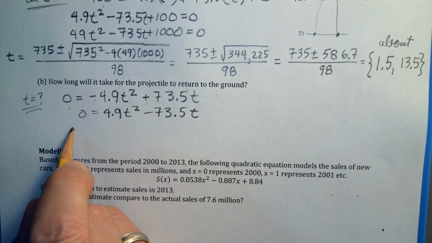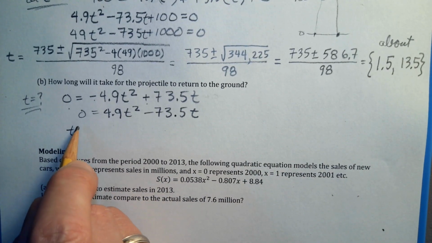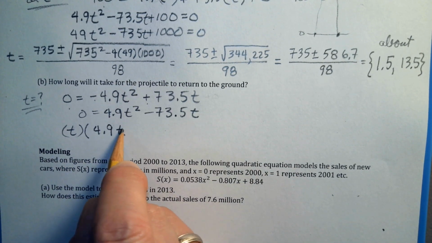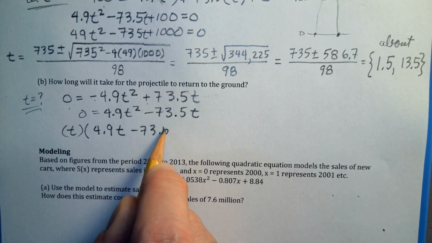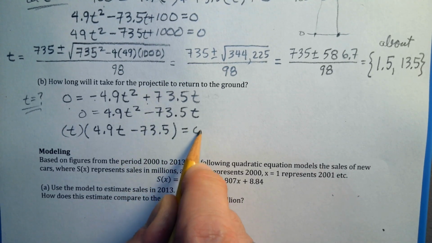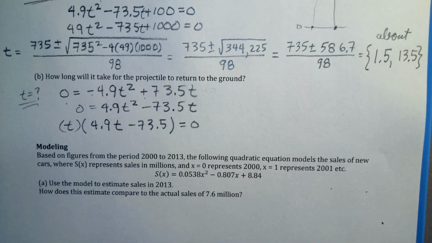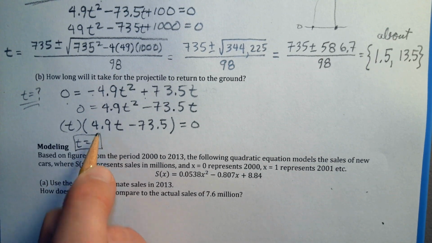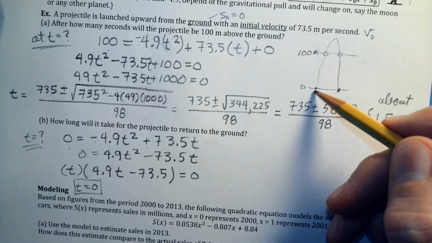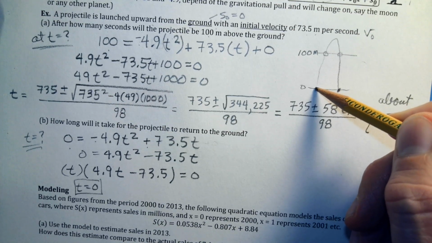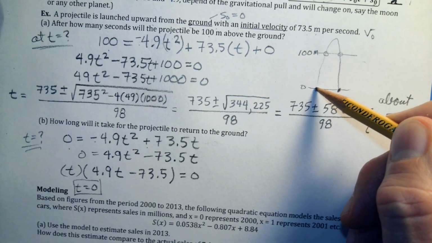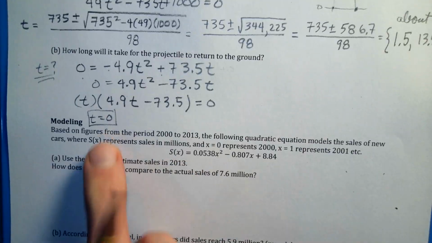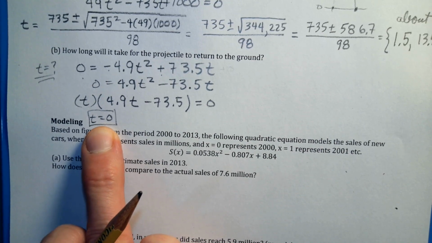So we get t times (4.9t minus 73.5), and that's still equal to 0. And so we have two solutions. We have t equals 0. That's back here when this thing started. At time 0, it was on the ground, right? The moment we start this whole thing, it's on ground level, traveling upward at an initial velocity. So that's one solution, but that's not what we're looking for. That was the start of this whole thing.